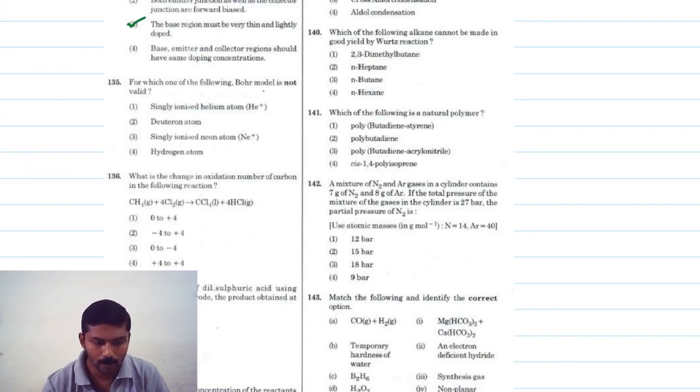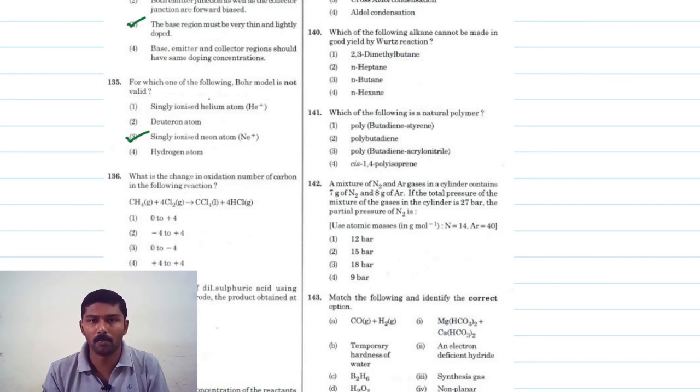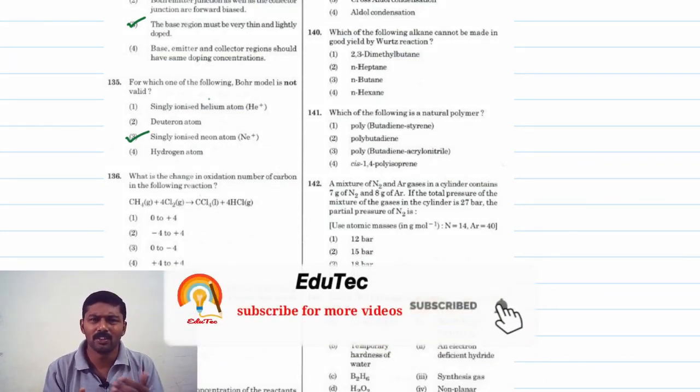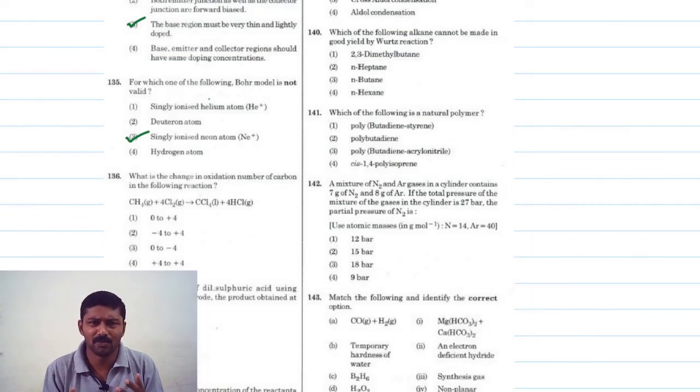Okay, for which of the following is the Bohr model not valid? Singly ionized helium atom is the right answer. Deuteron atom is definitely an isotope of hydrogen itself, so that is possible. Hydrogen atom is not a problem, but singly ionized neon atom is definitely not possible for the Bohr model of the atom. So these are the sets of answers, and I found that the questions are pretty simple. Only certain questions will take more than 1 or 2 minutes, but it doesn't feel like it will take too much time.